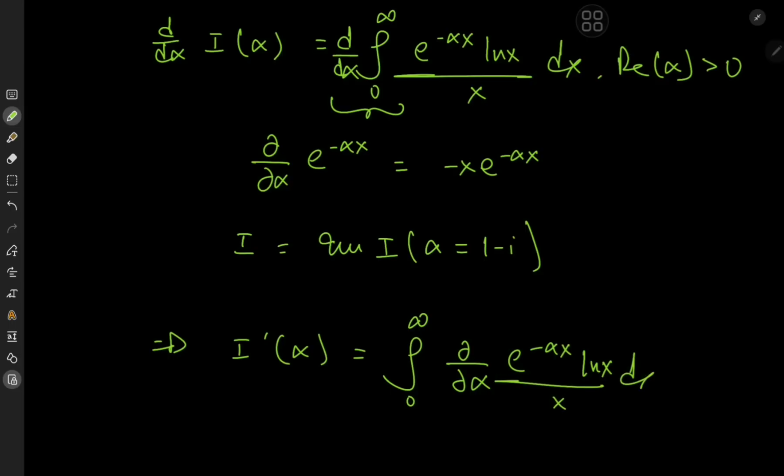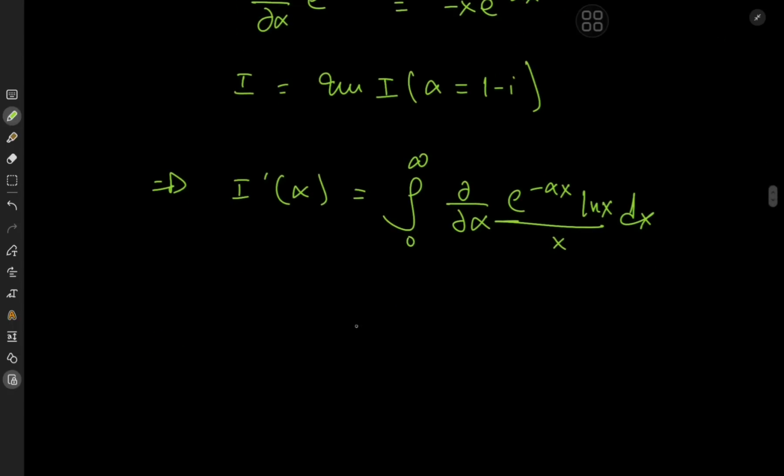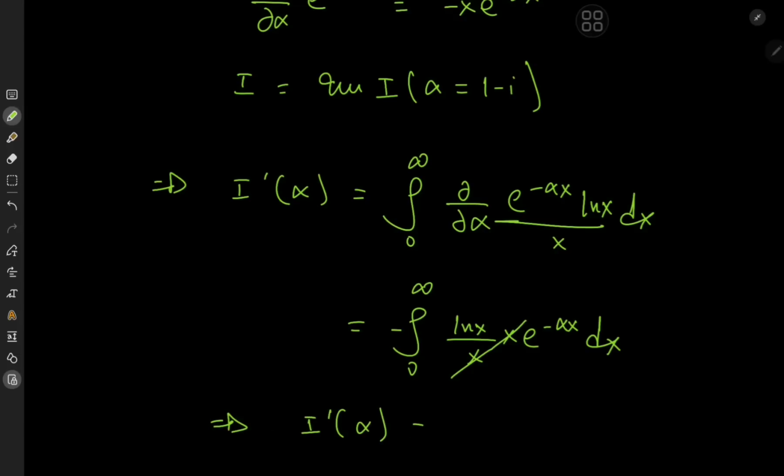divided by x dx. So that means the log x by x term is a constant with respect to the alpha world, and we now have the integral from 0 to infinity of log x divided by x times, we just saw what the derivative of e to the negative alpha x is, a negative sign, x times e to the negative alpha x dx. Some nice cancellation taking place, and all of this implies that the derivative of I with respect to alpha equals the negative of the integral from 0 to infinity of e to the negative alpha x times log x dx.